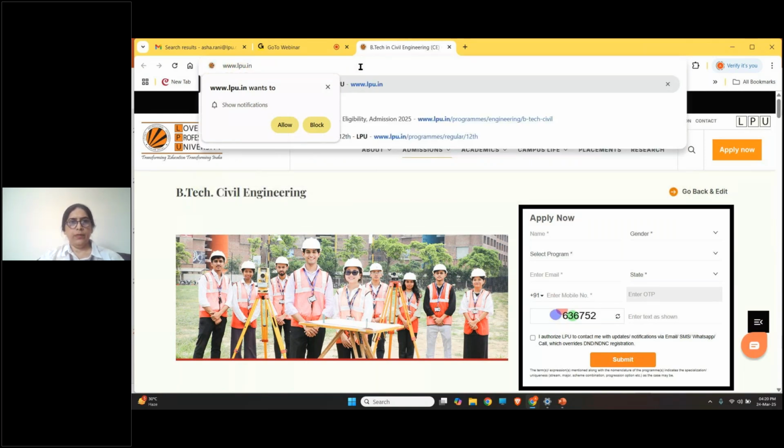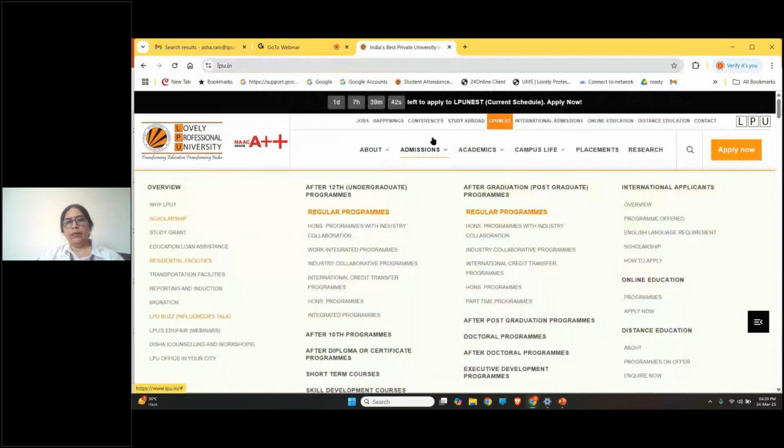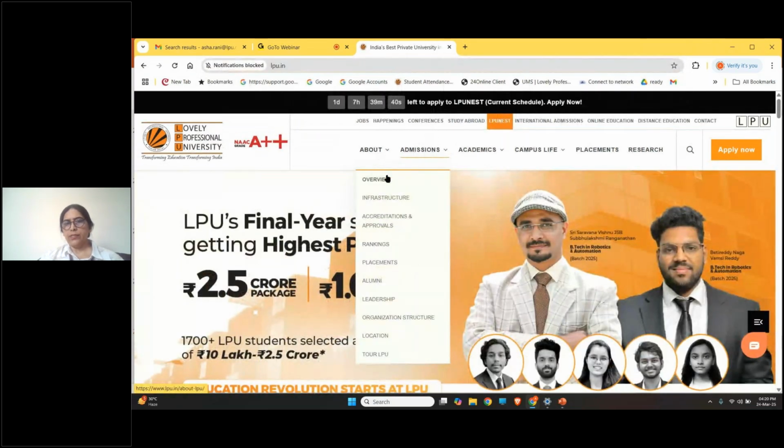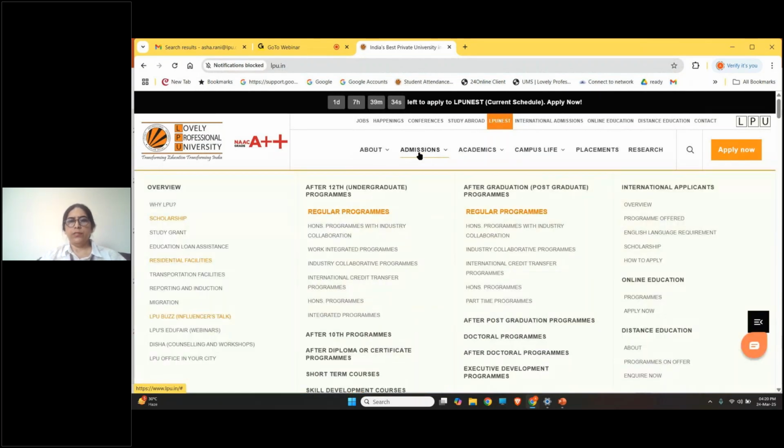www.lpu.in. You can get ranking and accreditation information there. I had discussed infrastructure. Every piece of information is available on our website. If you want to get admission, you can click on Admissions, then go to Regular Programs.